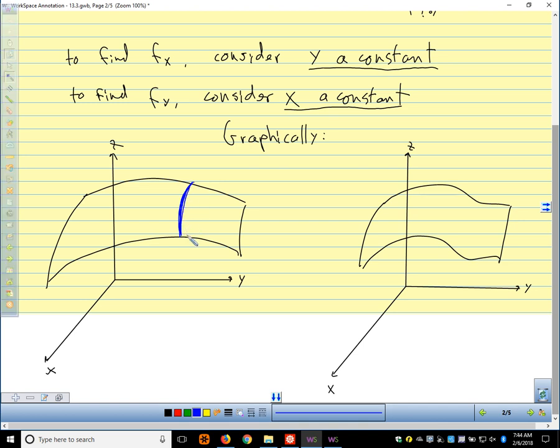And what we're going to do is project this curve down here. This curve is at a particular value of y. So that line is y equals y0. So this is a curve that goes along the surface at a constant value of y. F sub x gives the slope of this curve at a particular point.